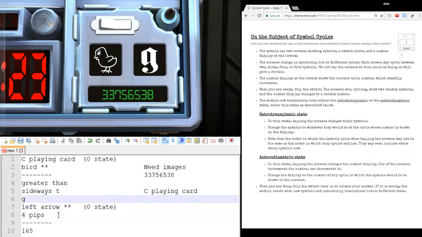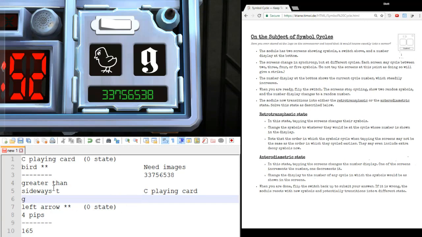Now, what image do I actually need? 33756538. That's not a multiple of 5. Multiples of 5 end in 5 or 0. How far off is it from a multiple of 5, though? Well, if I added 1, I'd get blah blah blah blah 39. If I added 2, I'd get 40, which would be a multiple of 5. So if I added 2 more cycles, I would get to my 0 state.